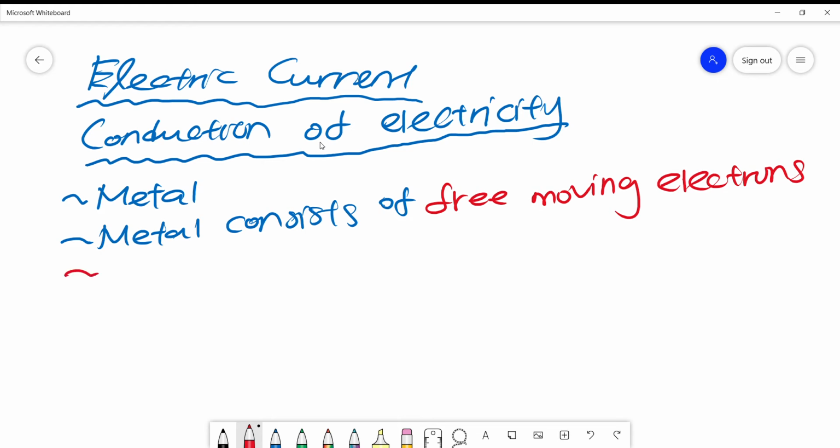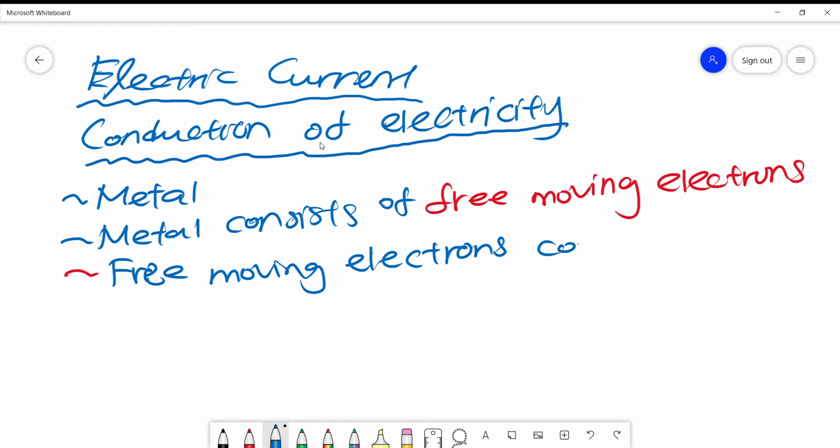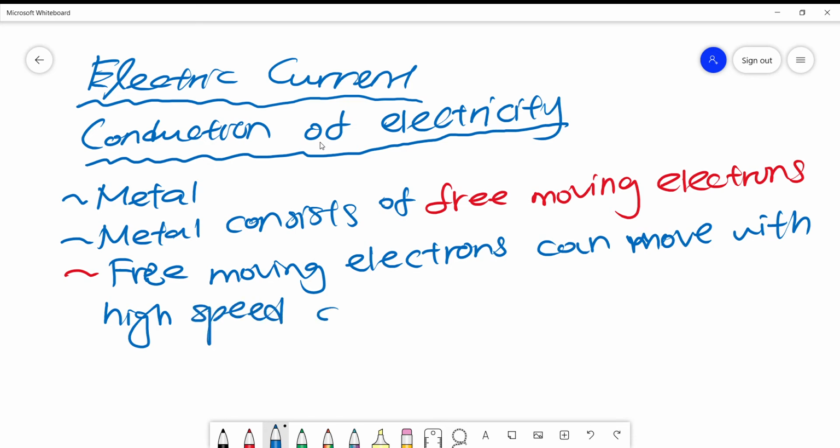This is because free moving electrons can move with high speeds and random motion.